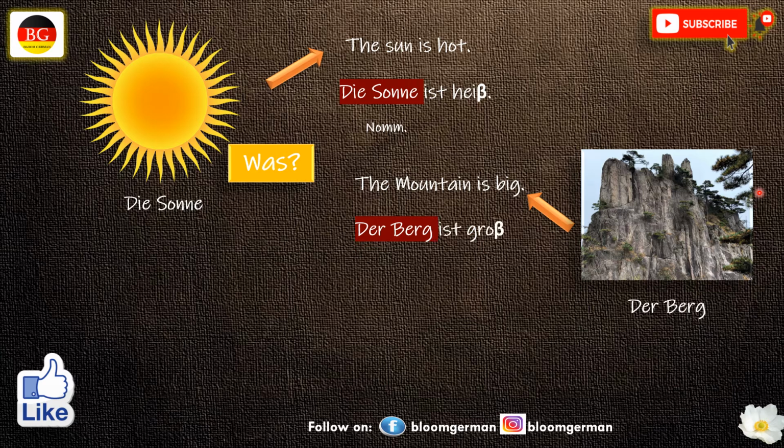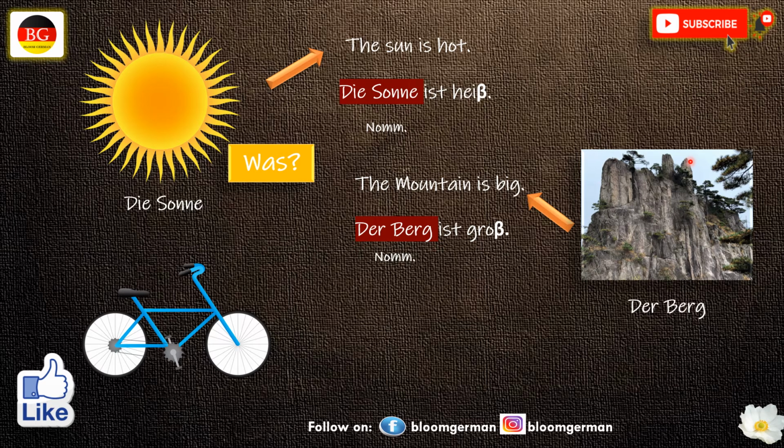Der Berg ist groß. Now, here what is groß? Was ist groß? If we ask the question with the what, the answer is der Berg. So, the sentence is nominative in case. And der Berg is nominative.